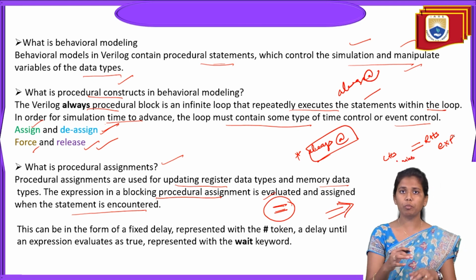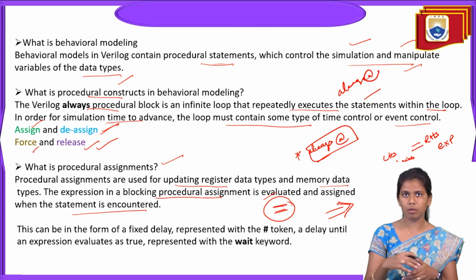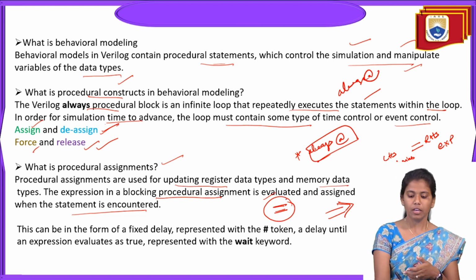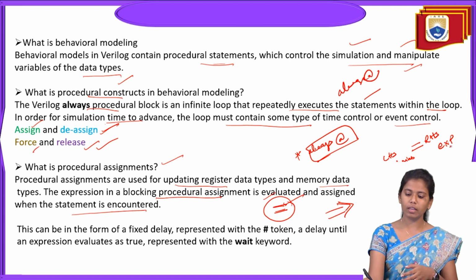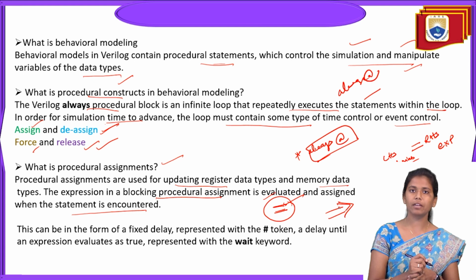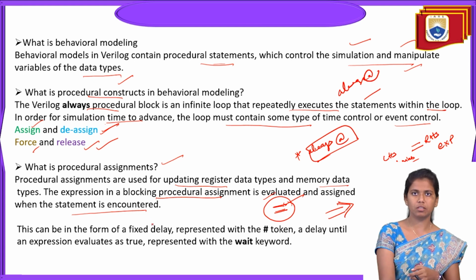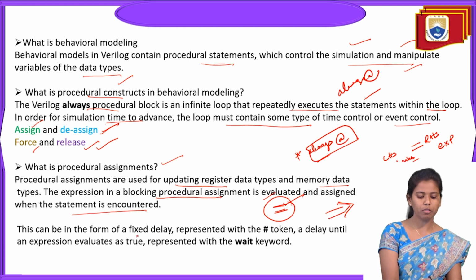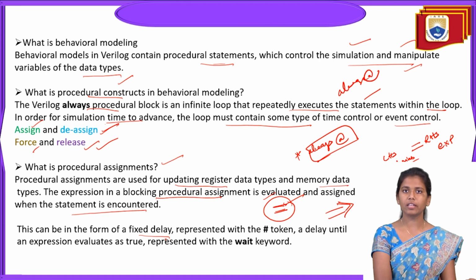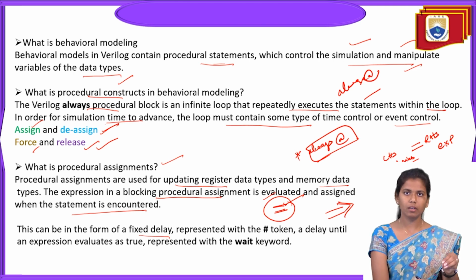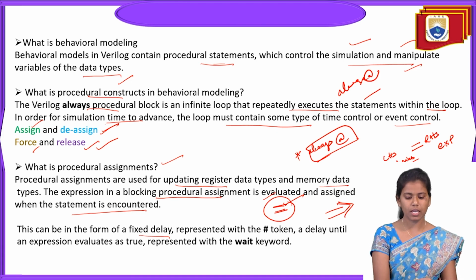So in order to manipulate something, in order to execute these assignment statements, you can evaluate the variables or the values, and they are assigned when the statement is encountered. This can be in the form of fixed delays. So here the delays are observed as fixed. There is no change in the procedural assignment statements, and they are represented with the hash token.